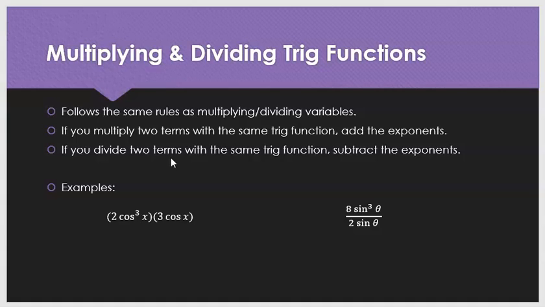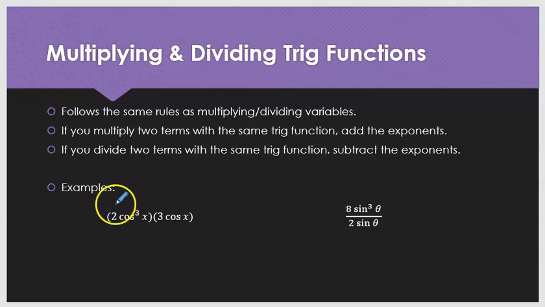Again, it has to be the same trig function though, and then you're just changing the exponents accordingly. Any other coefficients, you multiply or divide those numbers normally. That is a separate part of the trig functions being combined. So in this first example, I have 2 cosine cubed times 3 cosine of x. You do not need like terms or anything when you're multiplying and dividing. That's just for adding and subtracting.